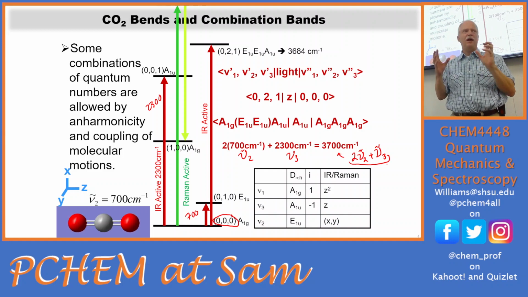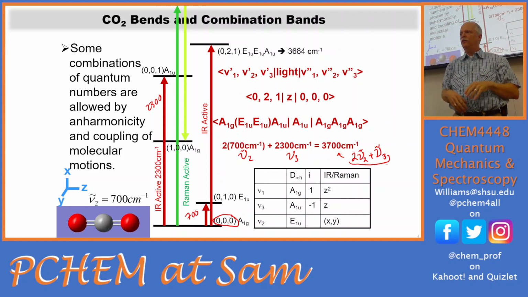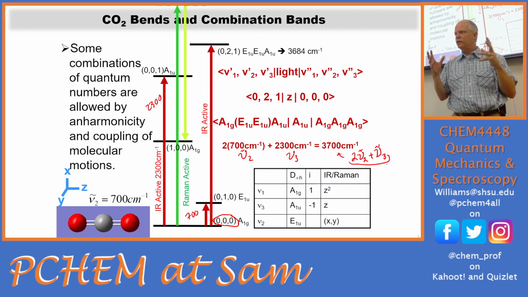So light somehow is able to come in and cause 3 wave functions to jump. Really 2 wave functions, one to jump 2 levels and one to jump up to its fundamental. So I don't understand that, and so I'm not expecting you to understand that. It's just the selection rules work out to where we can have some of these combination bands. So if combination bands kind of break your brain, that's okay.